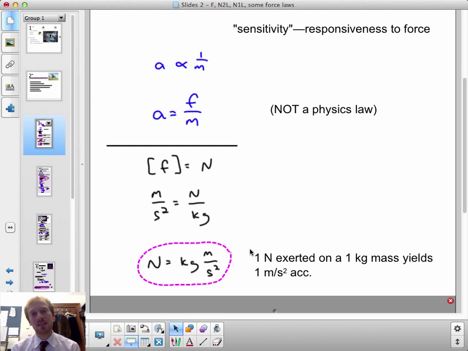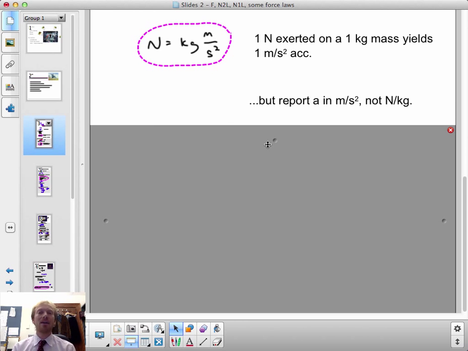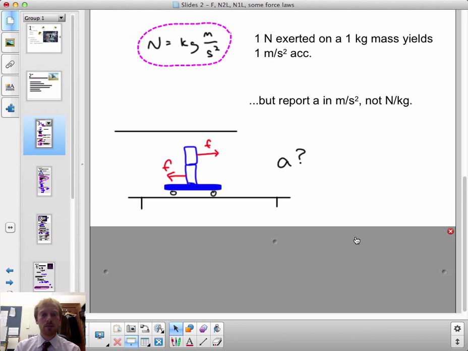So the unit of force is actually defined in terms of the base SI units, the unit for mass, kilograms, the unit for distance, meters, and the unit for time, seconds. A 1 Newton force is a force that would yield a 1 meter per second squared acceleration in an object whose mass is 1 kilogram. However, if I ask you, what's the acceleration of this object? Well, it's mathematically true that you could respond in newtons per kilogram, though we usually report accelerations in meters per second squared.